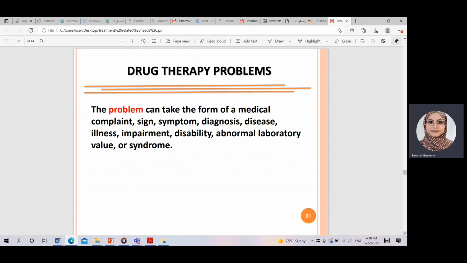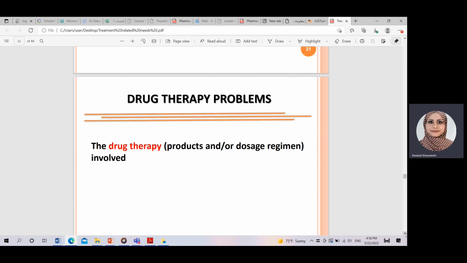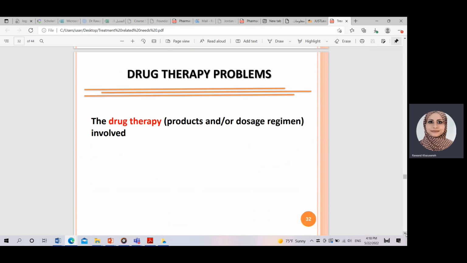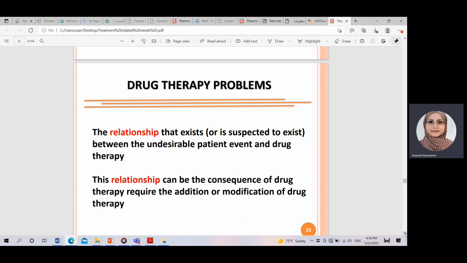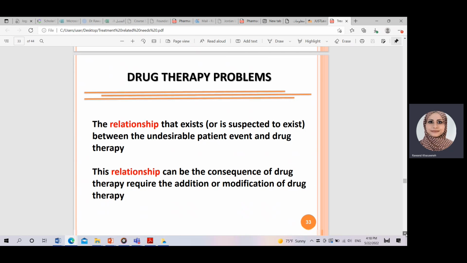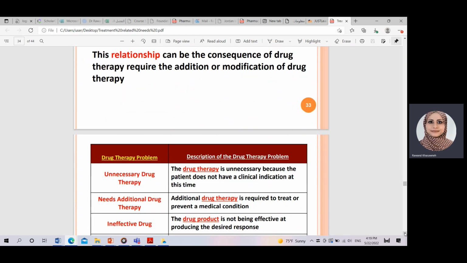As explained earlier, drug therapy problems include 3 components. The problem can take the form of a medical complaint, sign, symptom, diagnosis, disease, impairment, disability, abnormal laboratory measurement, or a syndrome. The second component is the drug therapy, or the product or dosage regimen involved in the problem. And the third element is the relationship that exists or is suspected to exist between the undesirable event and the drug therapy. If there is an established relationship, then you have to intervene and add or modify the drug therapy or regimen in order to resolve the problem.